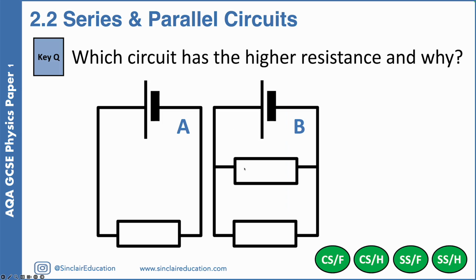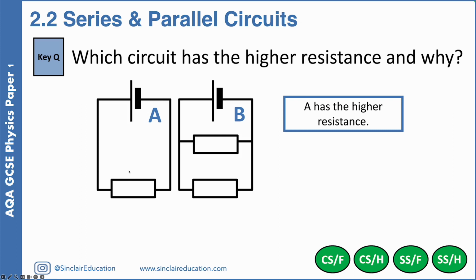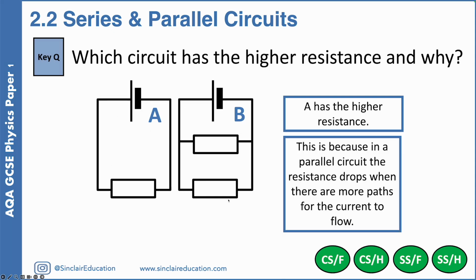Now I've still got 2 components, but they've now been connected in a different way. Which has the higher resistance now and why? It will be A. When we add more and more branches to a parallel circuit and there are more and more routes for the electrons to take, resistance drops. Actually, B, because it has twice the routes, has half the resistance of A. So A has a higher resistance here.